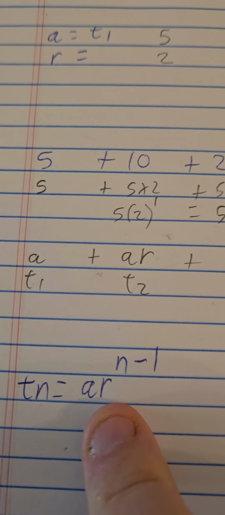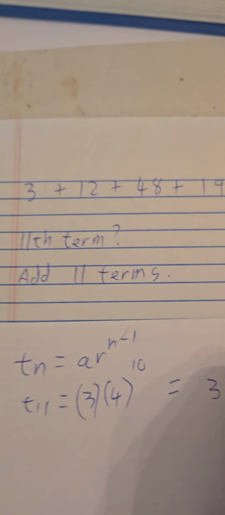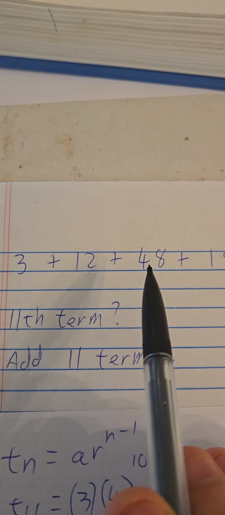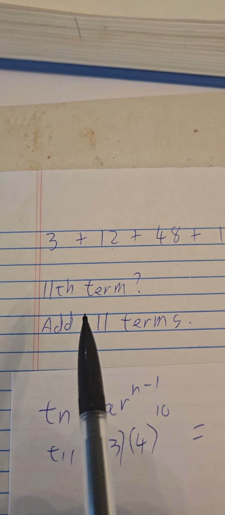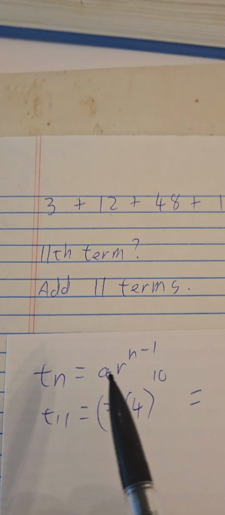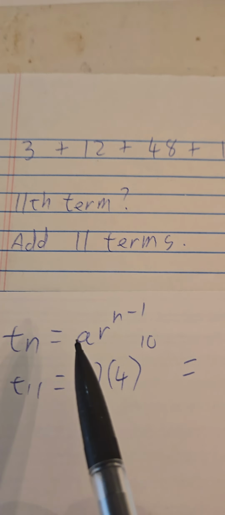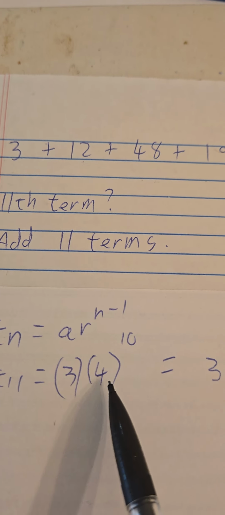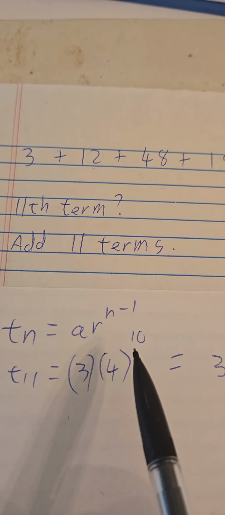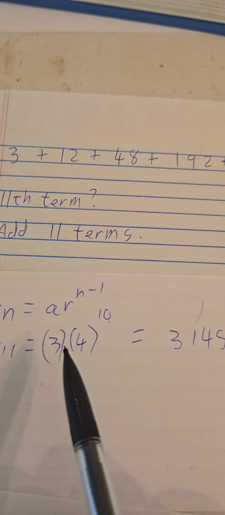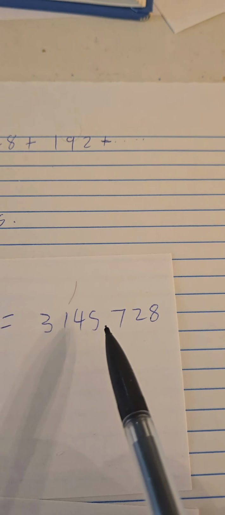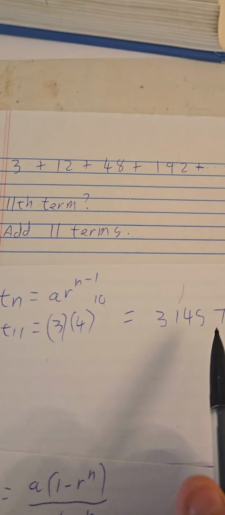So now that we have our two formulas, here is a question I made up. This is a geometric series, 3 plus 12 plus 48 plus 192 plus and so on. Each term is multiplied by 4 to get to the next, so it's geometric. First question, what's the 11th term? That's our formula: Tn equals ar to the n minus 1. a is 3, r is 4. So it's 3 times 4 to the 11 minus 1, which is 10. 3 times 4 to the 10, we plug in a calculator, 3,145,728. And that's the answer.